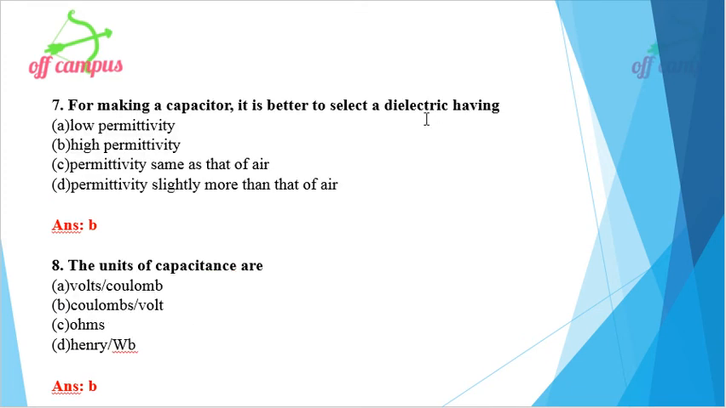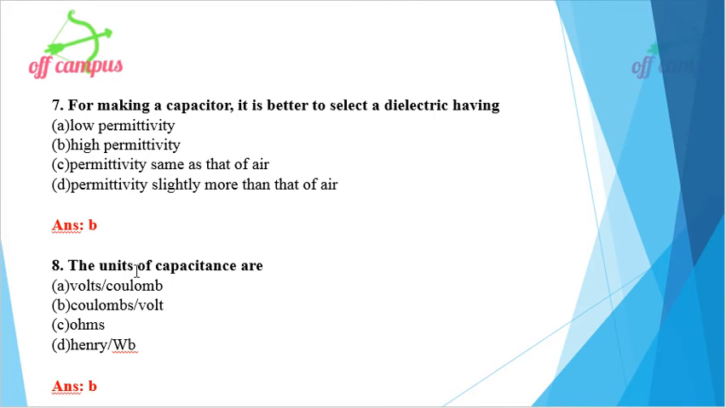Then for making a capacitor, it is better to select a dielectric having low permittivity or high permittivity, four different options are given. So, for making a capacitor, it is better to select a dielectric having high permittivity. So, option B, high permittivity is the right option for this problem.